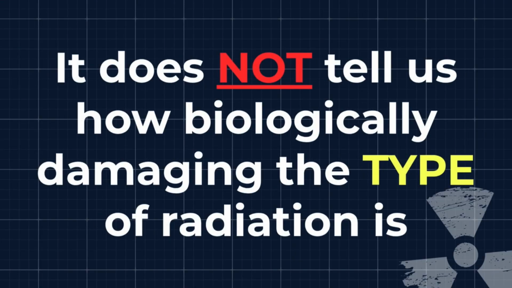But we have to remember the one major limitation of absorbed dose. It does not tell us how biologically damaging the type of radiation may be. 2 people could receive the same absorbed dose in gray and still experience different amounts of biological damage if radiation types were different. And that brings us to the next measurement, dose equivalent or equivalent dose.